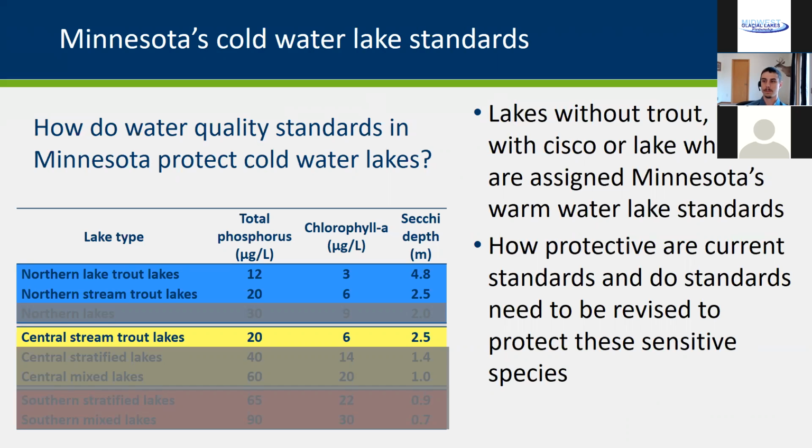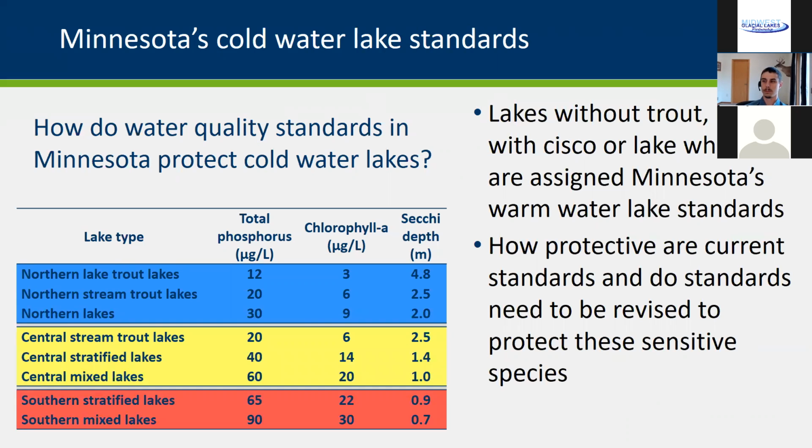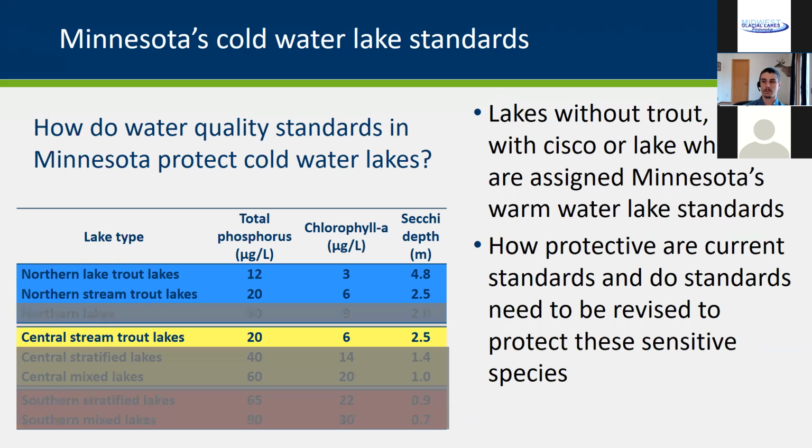But there's a lot of lakes in the state, like Derek was talking about, that are Cisco or lake whitefish only lakes, lakes that don't have trout in them, that would basically fall under Minnesota's warm water lake standards. And just like Derek was saying, a lot of those lakes are going to have standards that may not be protective enough to support these sensitive and important species. So part of what we wanted to do is, again, review our standards and determine if our current standards are going to be sufficient to protect these fish species.